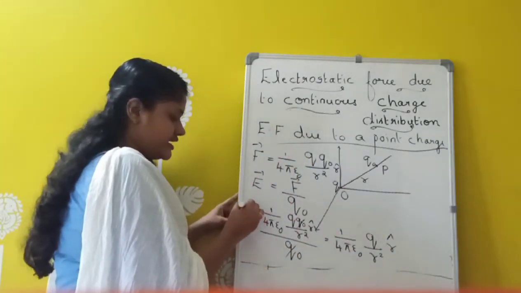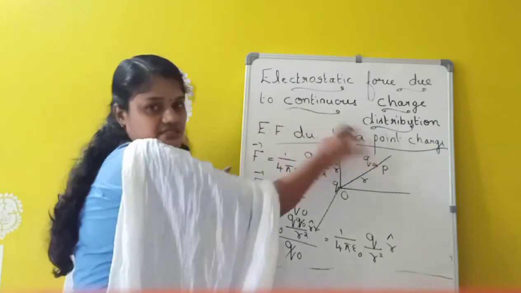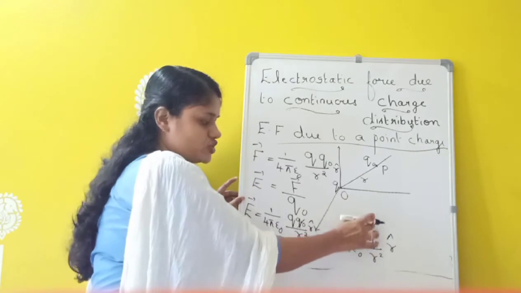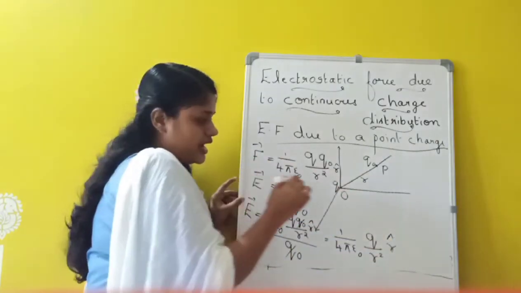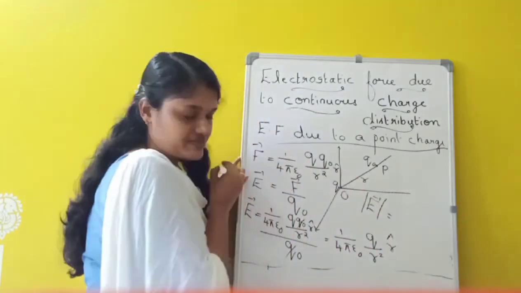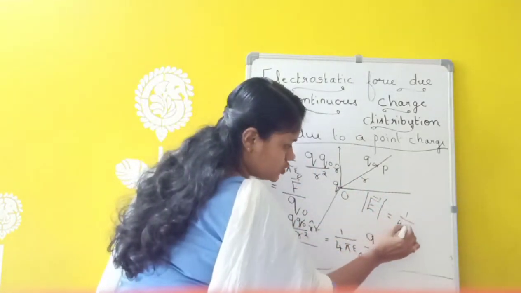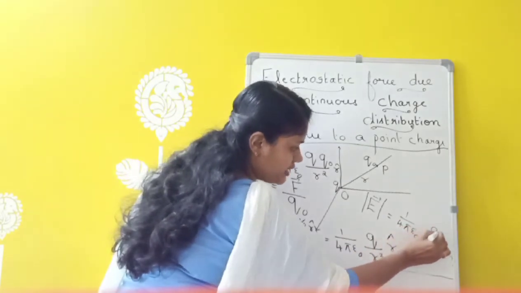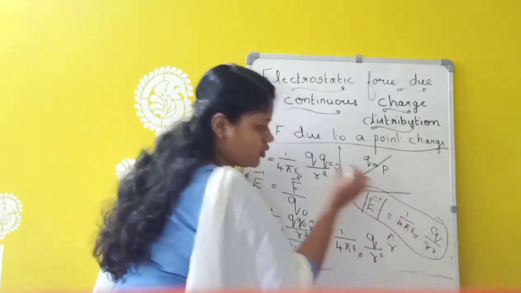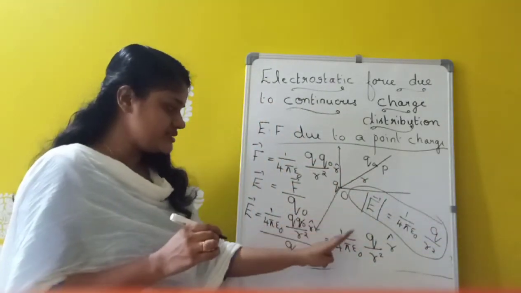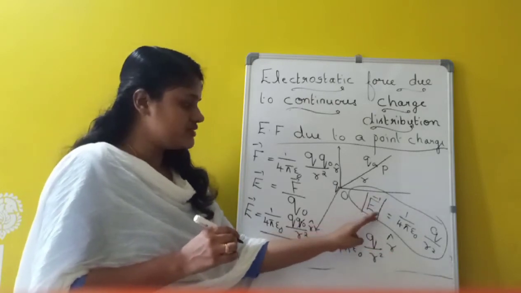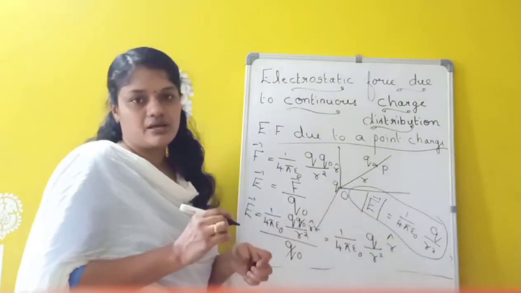So this is the electric field intensity due to a point charge. Electric field intensity due to a point charge is given by 1 by 4 pi epsilon 0 Q by R square into unit vector R. And the magnitude of the electric field is given by the modulus: 1 by 4 pi epsilon 0 Q by R square. So this is the magnitude of the electric field due to a point charge. In vector form we write 1 by 4 pi epsilon 0 q by r square into unit vector r, and the magnitude is 1 by 4 pi epsilon 0 q by r square.